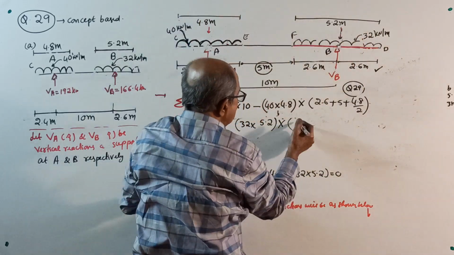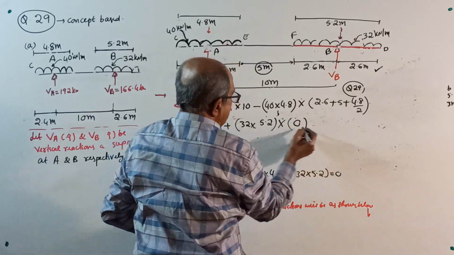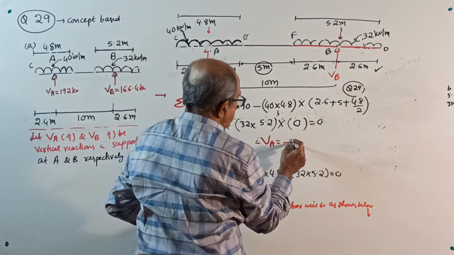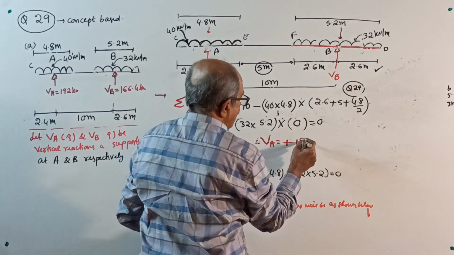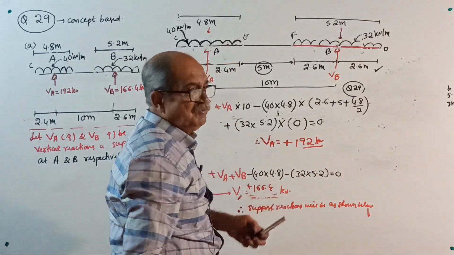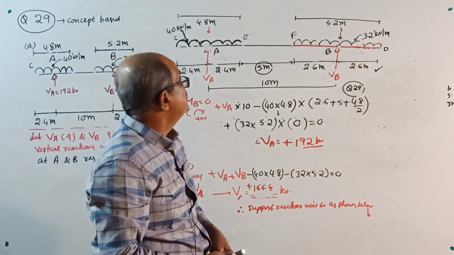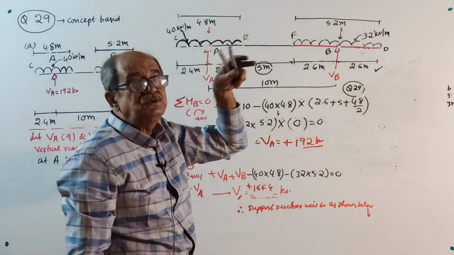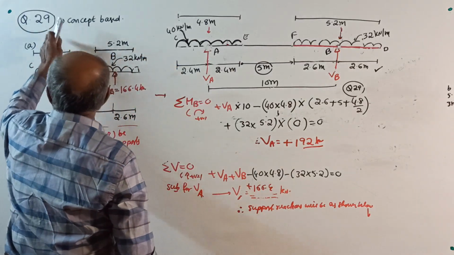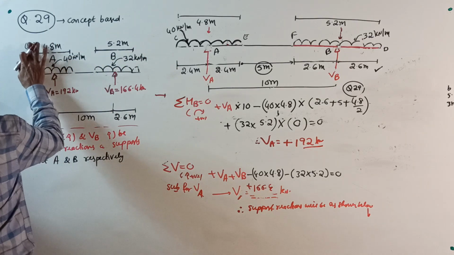So into 0 plus equal to 0, you will get the value of VA plus 192 kilonewton. Sigma V equals 0, you get the value of VB. See, this question passes, but the next two questions will not pass. Okay, now I will go for question 29B.